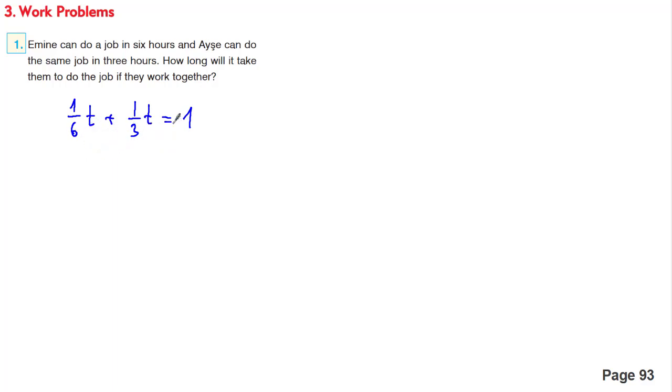So this is a linear equation with one unknown t. There are different ways to approach it. You can multiply by 6. So if you multiply by 6, you get t plus 2t is equal to 6. 3t is 6, so t is 2. They will finish the job in 2 hours.